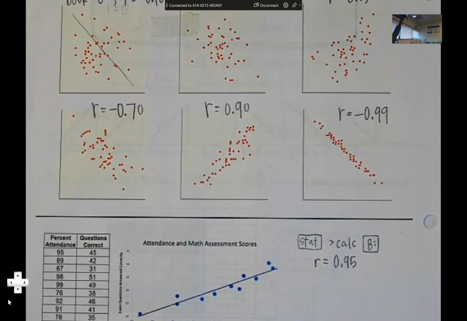Go to mode. And you need to turn your stat diagnostics on. So go to mode. Arrow all the way down. And you'll get an option that says stat diagnostics. You need to turn it on. Did you get it? Okay.